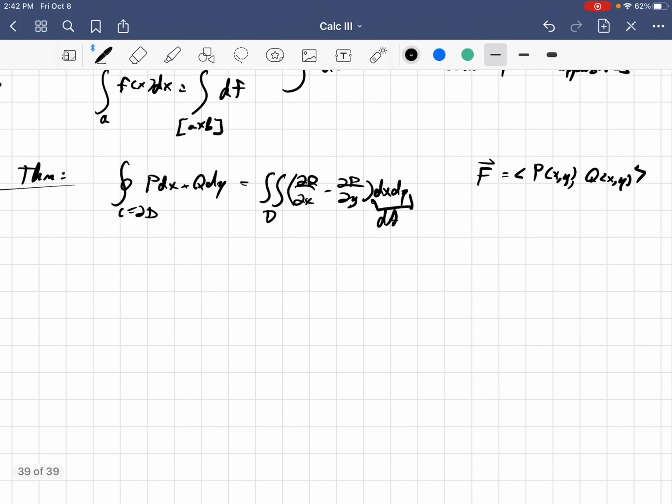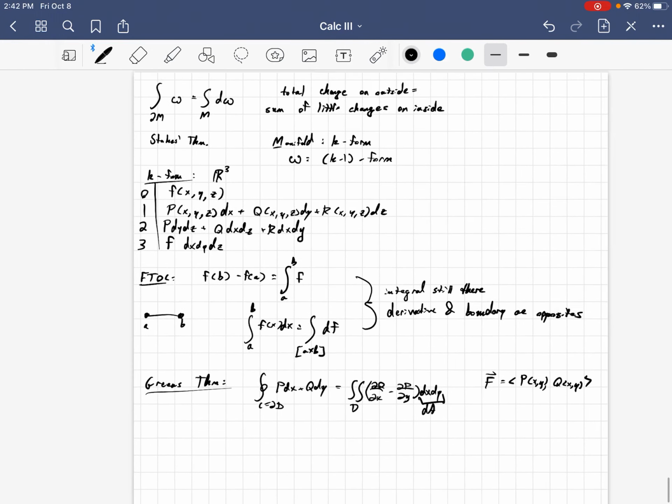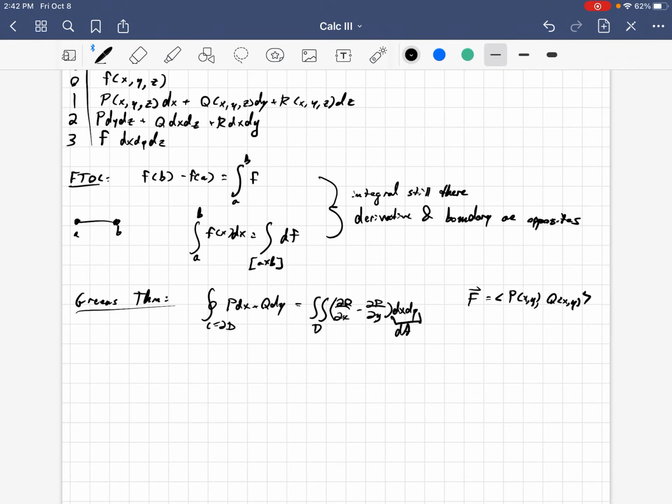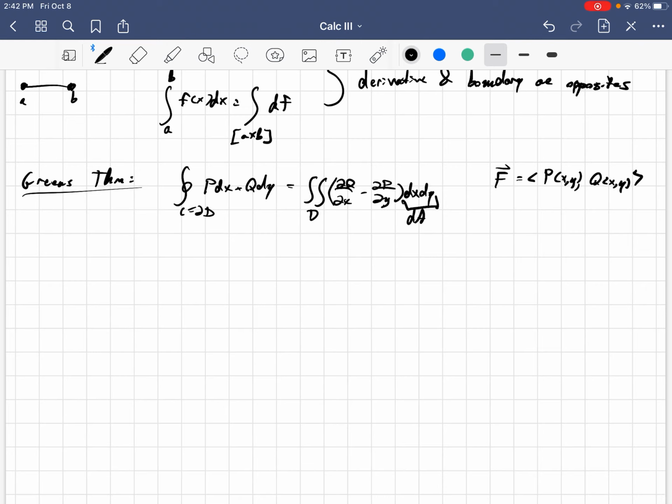Okay, now let's see how this lines up with the general Stokes theorem. Green's theorem deals with the case where we're in 2 dimensions. We're in R2. That's the domain of our integral. It's a region in R2, and it's a one-form manifold, naturally, because we start with a line integral.